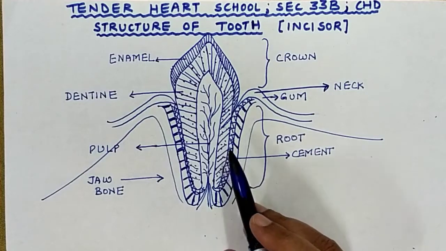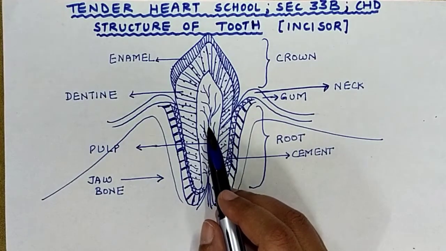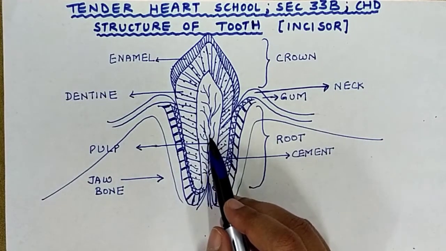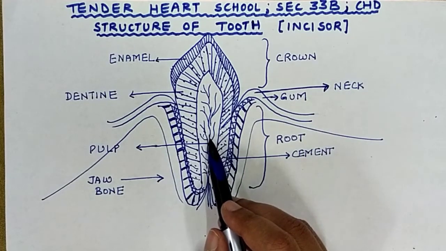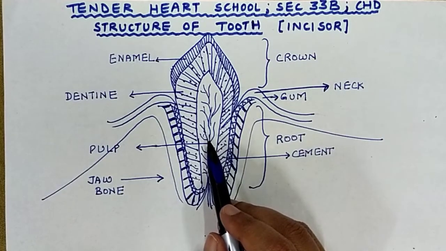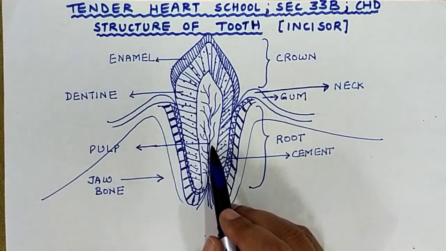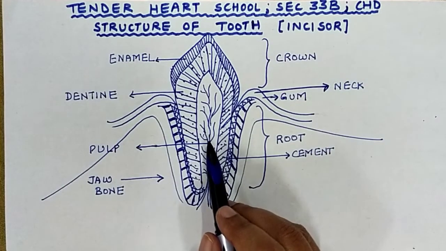Then we have the central region, which is the pulp. Pulp is the soft connective tissue which is present inside the central cavity called the pulp cavity. Now this pulp consists of the blood vessels, lymph vessels, nerve fibers. All these things are present in the pulp. Because of the presence of the blood vessels, the tooth is getting the nourishment. And because of the presence of the nerves, we can feel the sensation in our tooth, right?